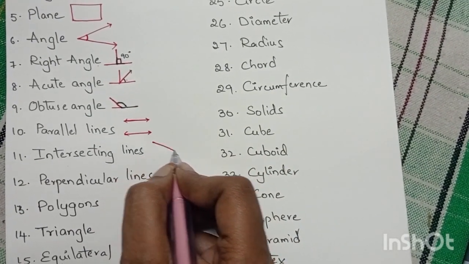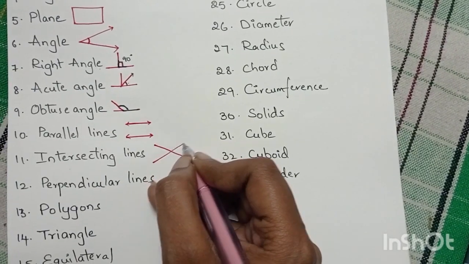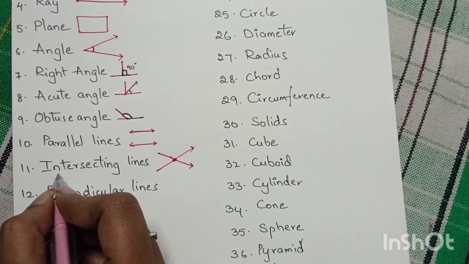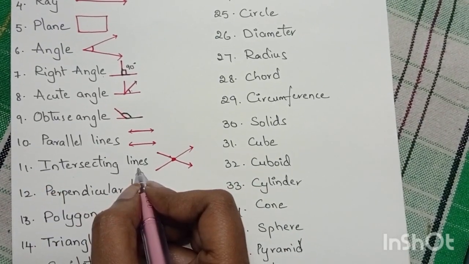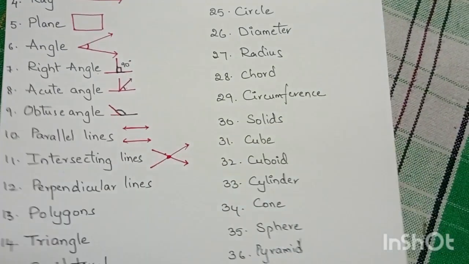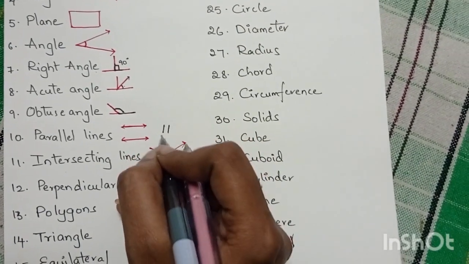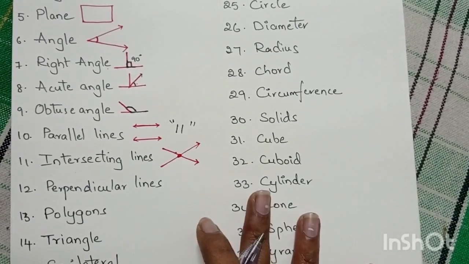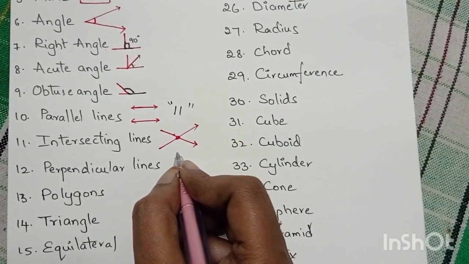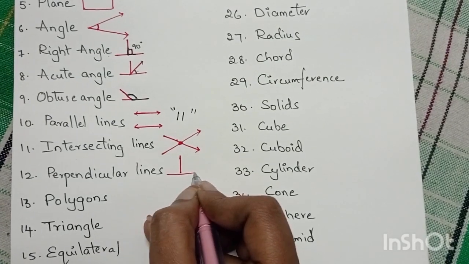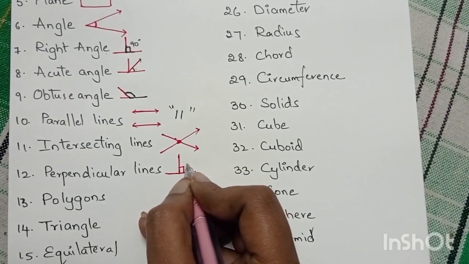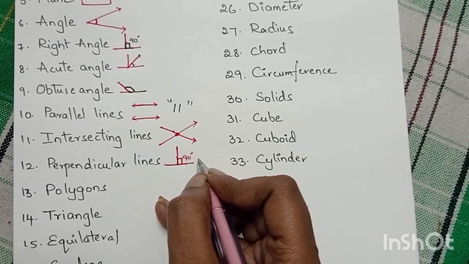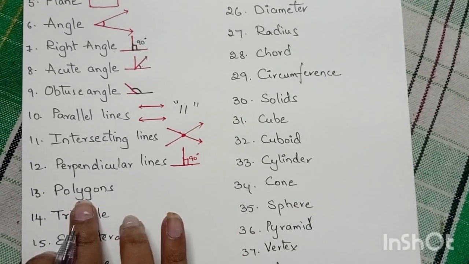Then intersecting lines. Two lines can meet at only one point. Those two lines we call as intersecting lines. This is the symbol of parallel lines. Right. Then coming to the perpendicular lines. Perpendicular lines means when two lines meet, a right angle will be formed. That means 90 degrees angle will be formed, or a capital L shape is formed. Those lines we call as perpendicular lines.